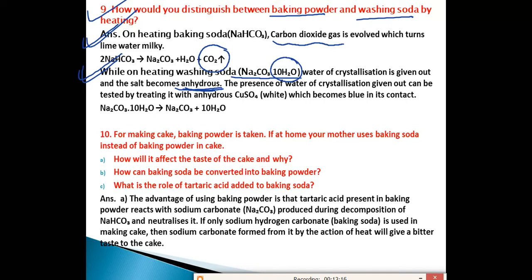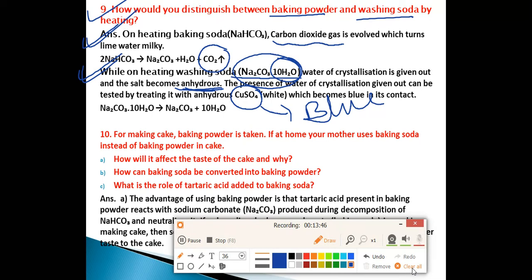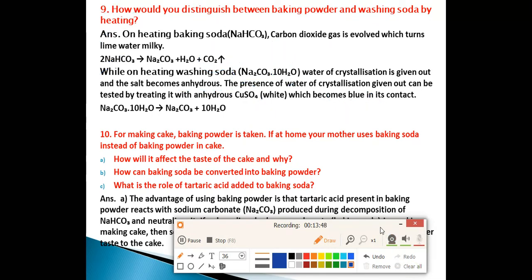So I think the first part you all have understood, that whenever we heat baking soda, we get carbon dioxide gas, which will turn lime water milky. Then we can understand that yes, it is baking soda. But on heating washing soda, that is Na2CO3.10H2O, these 10 water molecules will be lost. And if this water is treated with copper sulfate, which is white in color, the copper sulfate will change into blue color. Then also we will understand that the given sample is washing soda, because it contains water of crystallization, which will react with copper sulfate to give it a blue color.